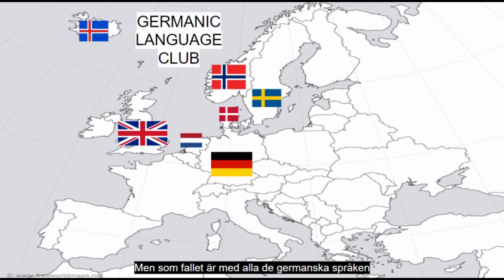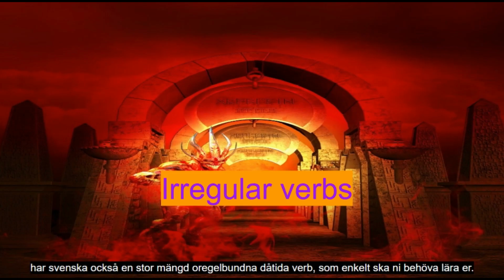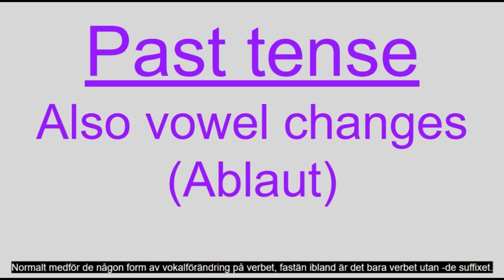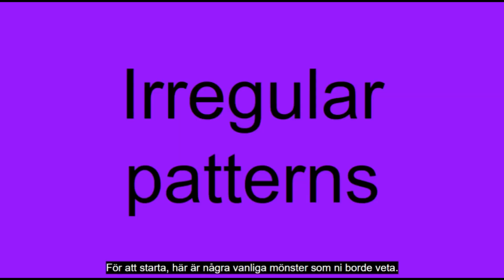However, as is the case with all Germanic languages, Swedish also has a large amount of irregular past tense verbs, which you'll just have to learn. They normally involve some sort of vowel change on the verb, although sometimes it's just the verb without the de ending. To start, here are some common patterns you should know.